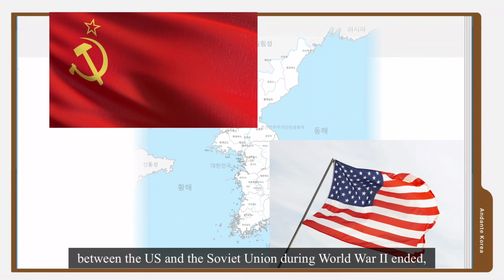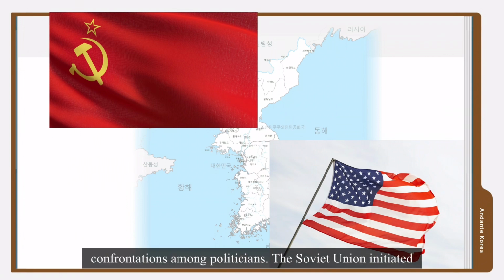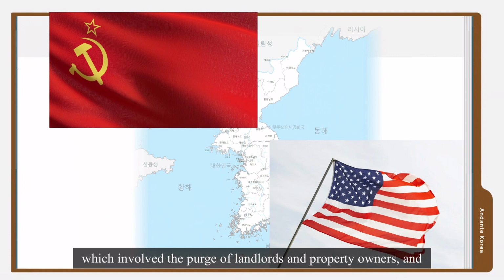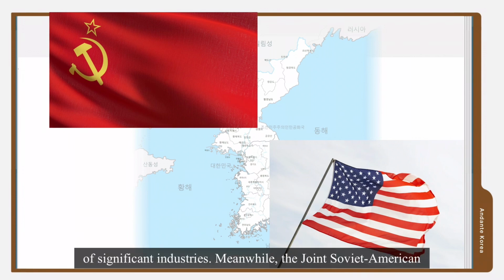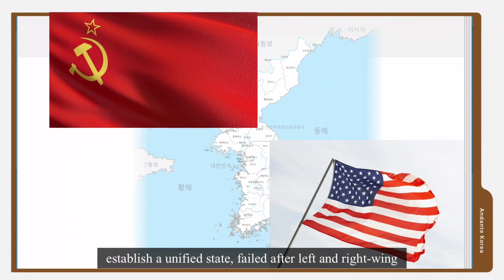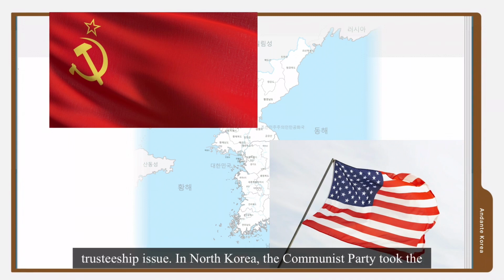Unfortunately, the cooperative relationship between the U.S. and the Soviet Union during World War II ended, leading to ideological confrontations among politicians. The Soviet Union initiated land reform in North Korea, which involved the purge of landlords and property owners, and the nationalization of significant industries. Meanwhile, the Joint Soviet-American Commission, which was meant to establish a unified state, failed after left and right-wing politicians clashed over the trusteeship issue.